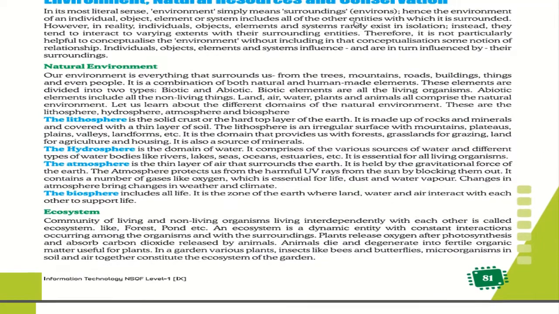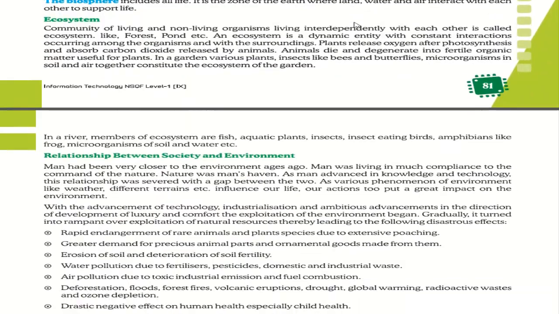Next is the ecosystem. What do you mean by ecosystem? A community of living and non-living organisms living interdependently with each other is called an ecosystem, like a forest, pond, etc. An ecosystem is a dynamic entity with constant interaction occurring among the organisms and with the surroundings. The plants release oxygen after photosynthesis and absorb carbon dioxide released by the animals. Animals die and degenerate into fertile organic matter useful for plants.